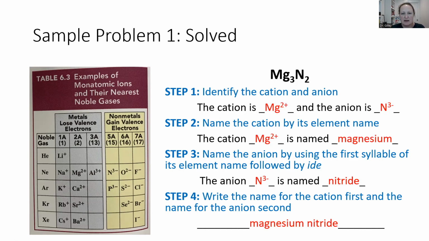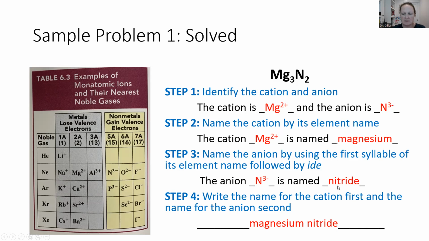Okay, hopefully you've tried to work on it yourself, and now we're going to go over the answer. So again, we talked about the fact that the first step was to identify the cation and the anion. We know that magnesium only forms one ion, Mg2+, and the anion is N3-. Mg2+ is just named the same as its element, magnesium.